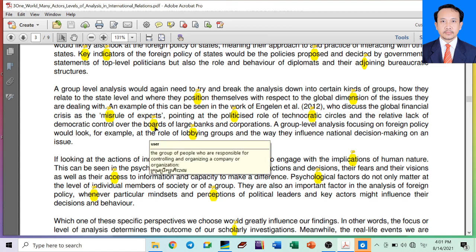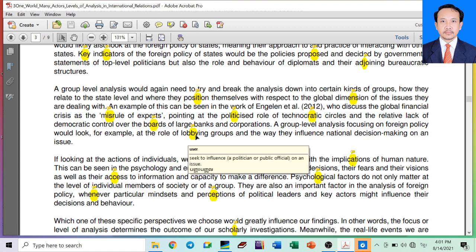Board: a group of people who are responsible for controlling or organizing a company or organization. Lobby: to seek to influence a politician or public official on an issue.